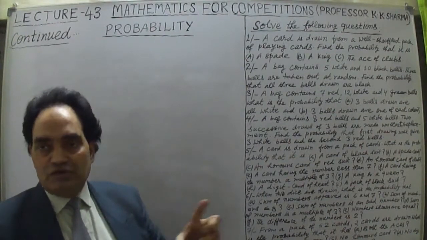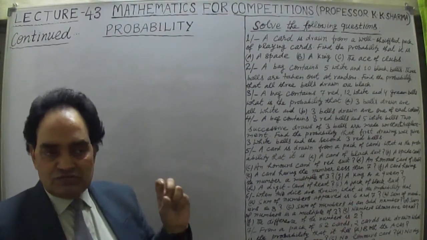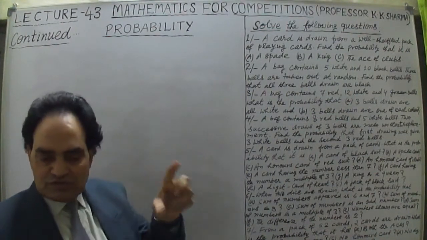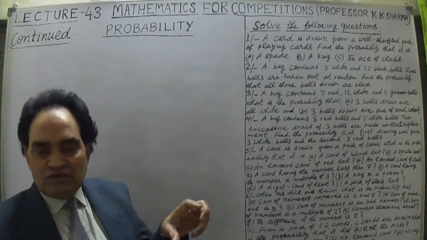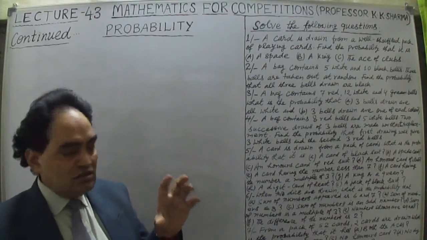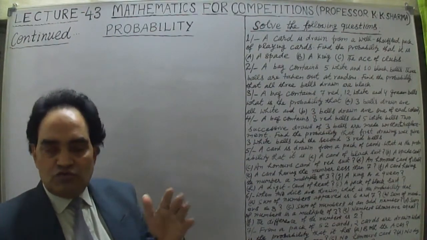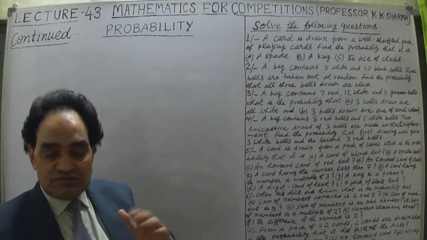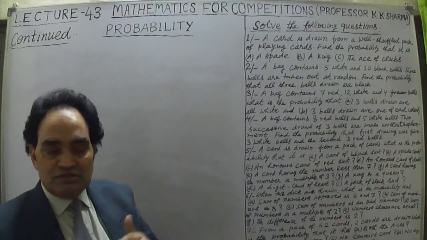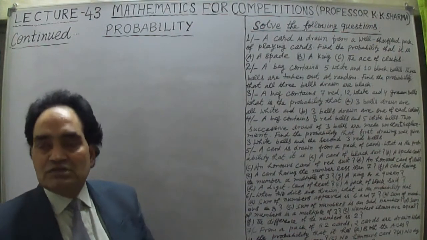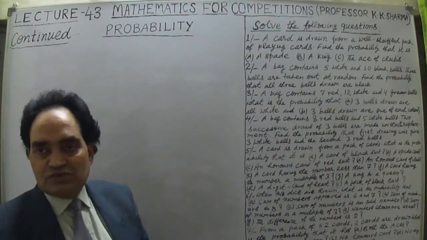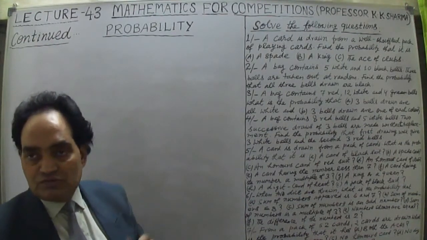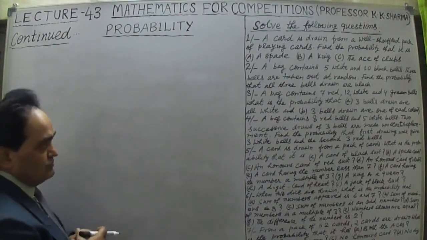That means there are 4 aces. Out of the total 52 cards, there are 4 aces, 4 queens, 4 kings, 4 jacks. Then 9 into 4, 36: 9 digit cards of each kind, so 36 cards. 16 plus 36 is 52. In this way, a total of 52 cards are there.